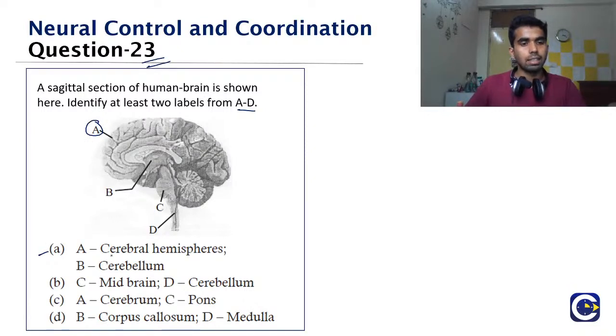Option A says that A is the cerebral hemisphere and B is the cerebellum. Option B says that C is the midbrain and D is the cerebellum. Option C says that A is the cerebrum and C is the pons, and option D says that B is the corpus callosum and D is the medulla.